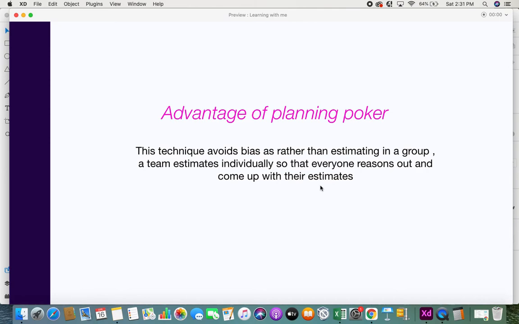This is prone to happen in other estimation techniques, like the t-shirt sizing technique I had made a video on, where it's done in a group. At that point there is a chance of bias when you work in a team. But when you do it with the planning poker style, you would be doing it individually. So you'll have a chance to reason out and come up with your answer and the reason behind which you estimated it. That's why this is a very powerful technique when you want to estimate user stories.